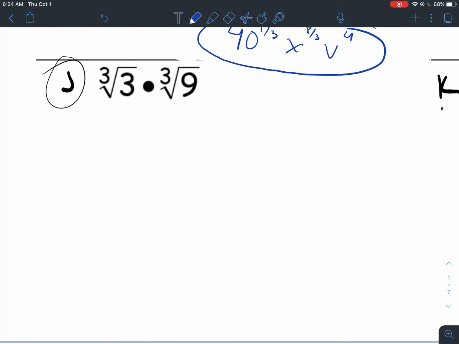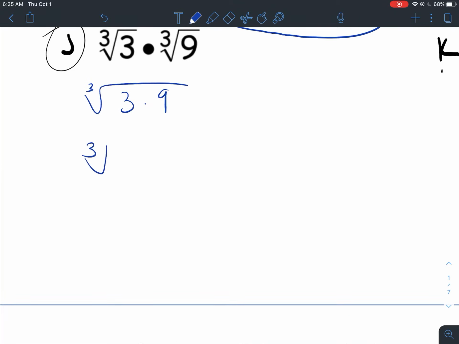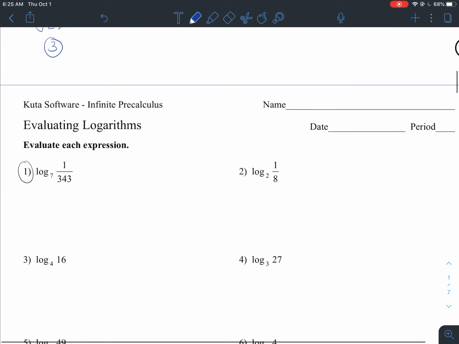All right, so for these kinds of problems, these are both under the cube root. So we could actually write them like this. So we end up with the cube root of 27, which we should know the cube root of 27 is 3.